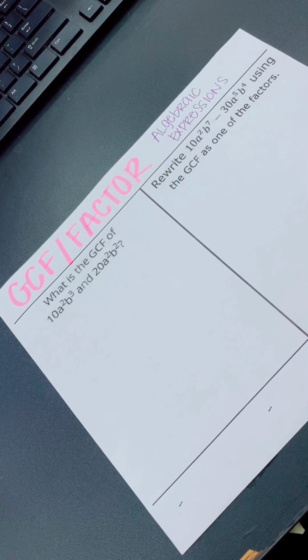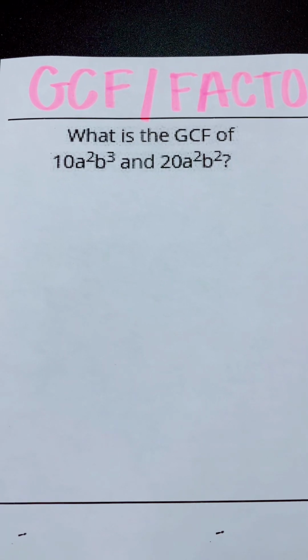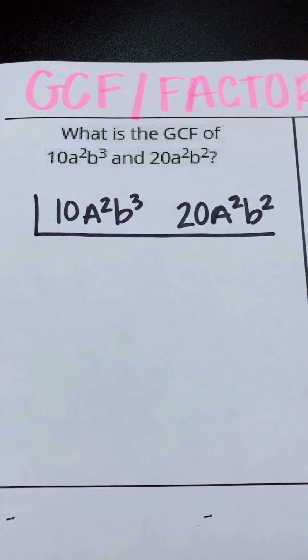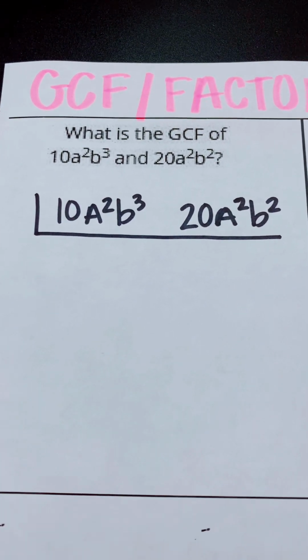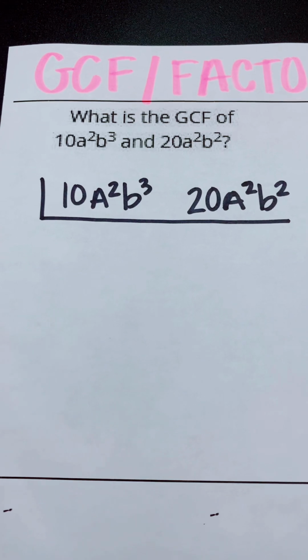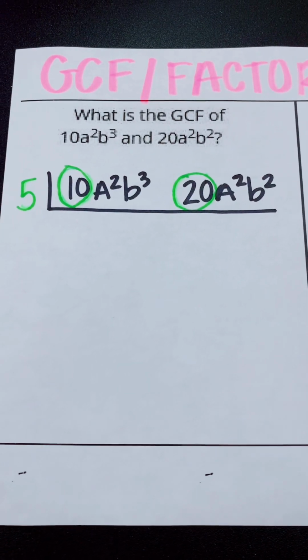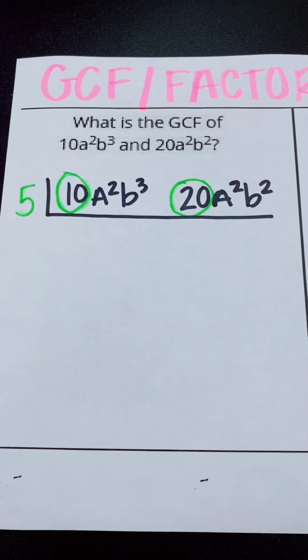Factor and find the GCF of algebraic expressions. We need to find the GCF of these two terms. I'm going to do this using the ladder method. There's a lot of methods, but the ladder method works best for us. The first thing I want to focus on is the numbers, or the coefficients, 10 and 20.